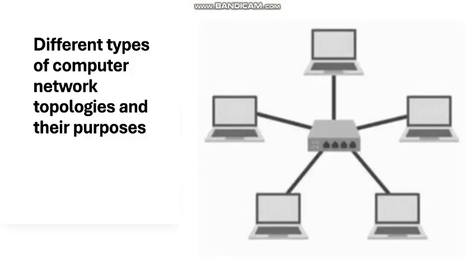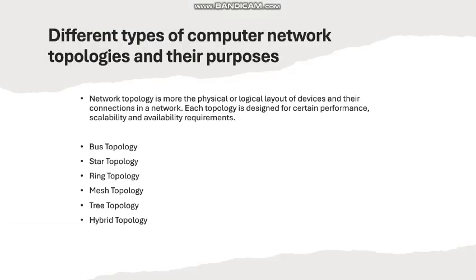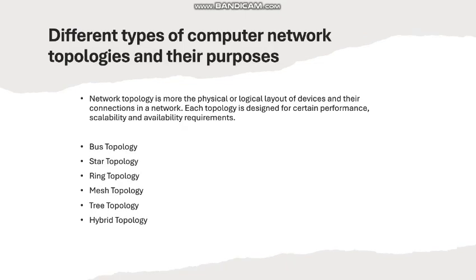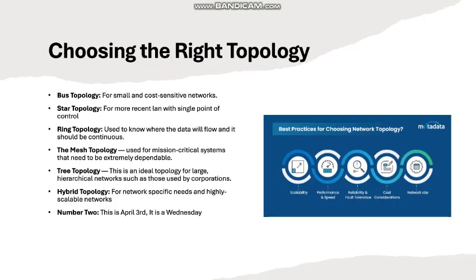Different types of computer network topologies and their purposes. Network topology is the physical and logical layout of devices and their connections in the network. Each topology is designed for certain performance, scalability, and availability requirements. There are some network topologies. First one is choosing the right topology. How can we choose the right topology?